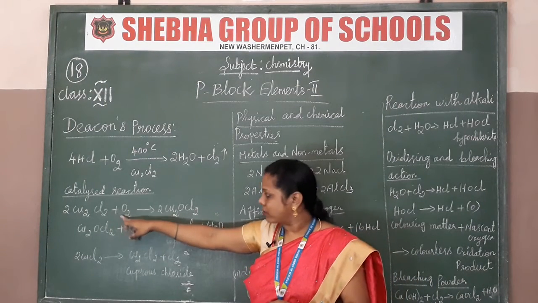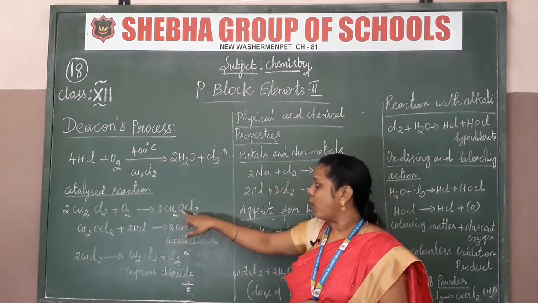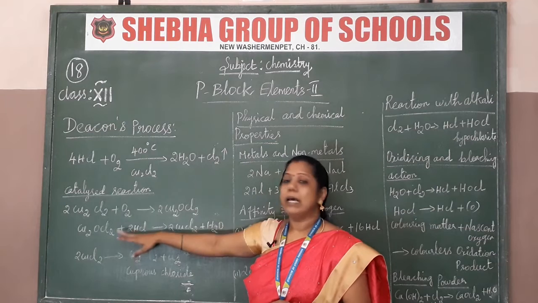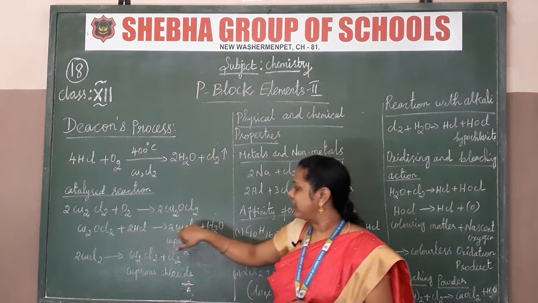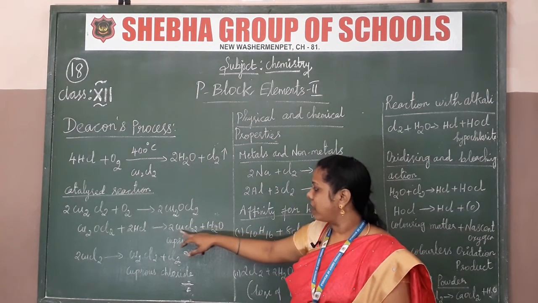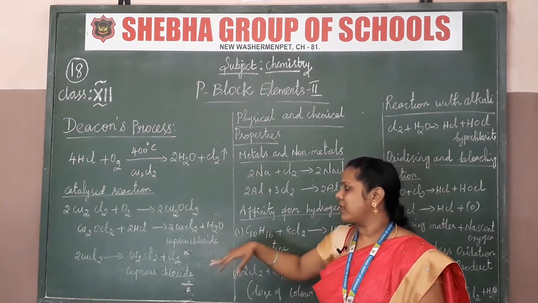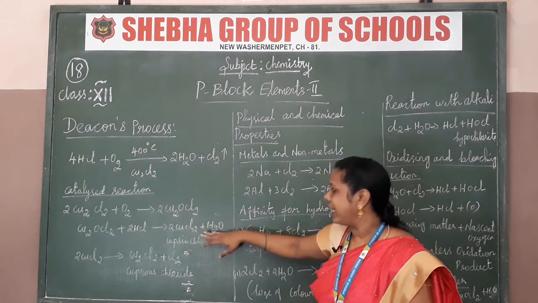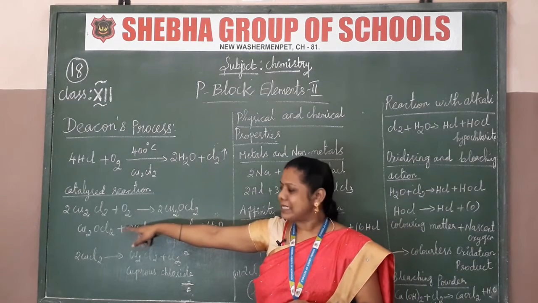Cu2Cl2 reacts with oxygen, and we get Cu2OCl2. After that, the Cu2OCl2 again reacts with hydrochloric acid and is converted into CuCl2 and H2O, that is the cupric chloride. This cupric chloride is obtained from the cuprous chloride.